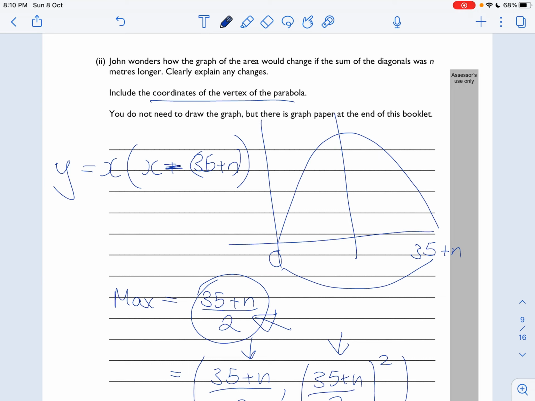So that includes finding the coordinates of the parabola. Those are the changes that you need to make.